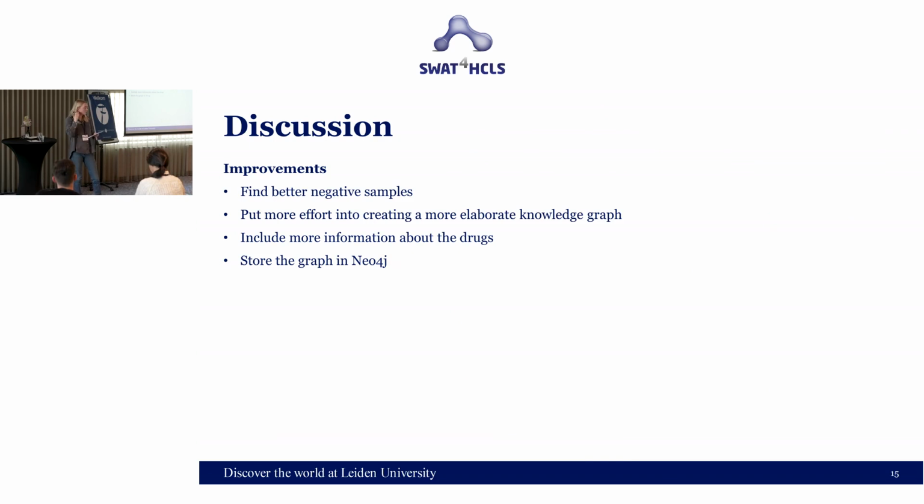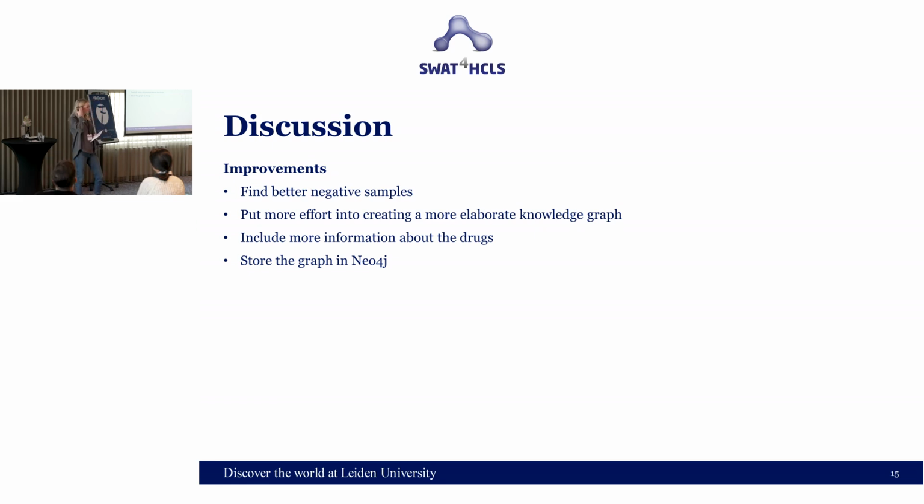There could be some improvements for this project. So first of all, find better negative samples. We now use all the interactions that are unknown as negative samples. However, there could be some negative samples that are unknown, but could be possible, just not yet known. So it would be better to find experimentally validated negative samples, and this could be done using a database like ChEMBL, but it's a bit of work.